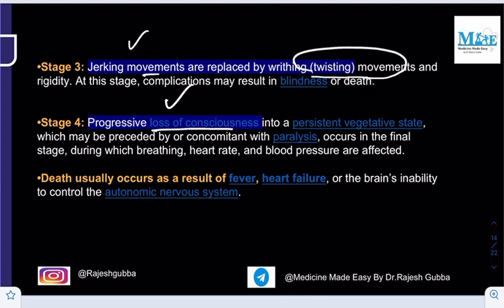And finally, how does death occur? Death usually occurs as a result of fever as well as heart failure. So that is about the progression and manifestations in patients with subacute sclerosing panencephalitis.